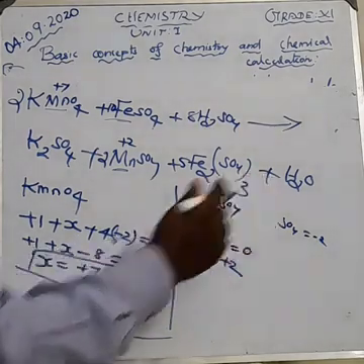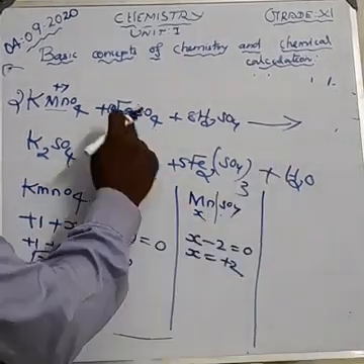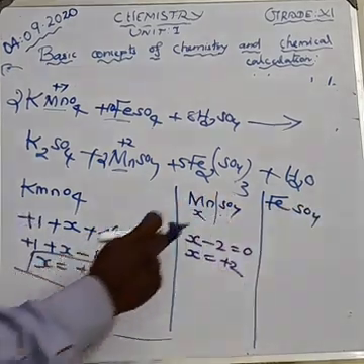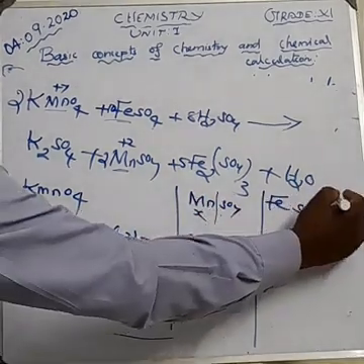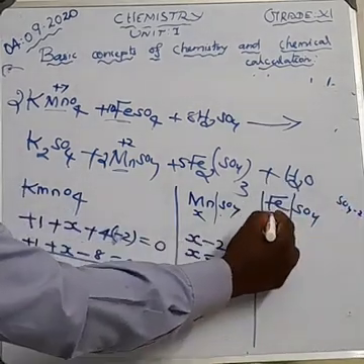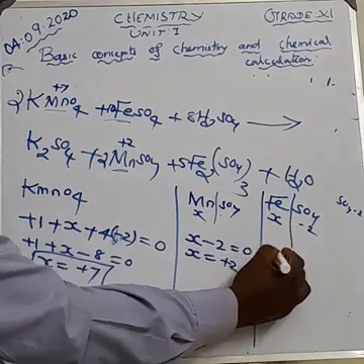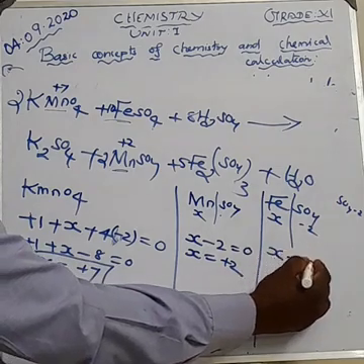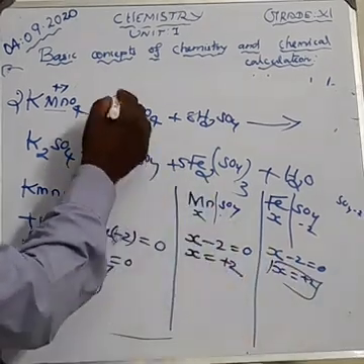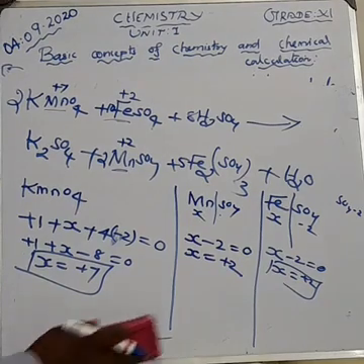And next one, ferrous sulfate, FeSO4. Now I told you for sulfate, what is the charge? Minus 2. So here Fe taken as X, this is minus 2. So what's the answer? X minus 2 equal to 0. X is equal to plus 2. Okay. So Fe also what? Plus 2. Okay. The next one, the last one.